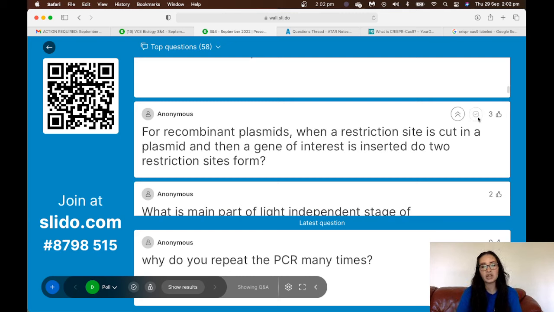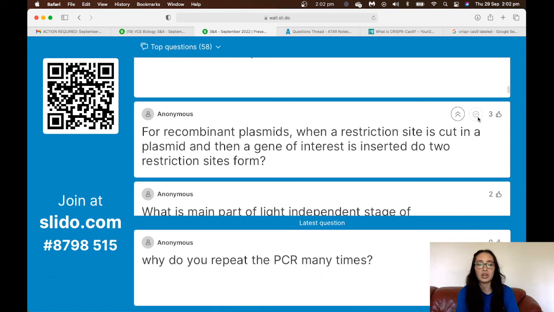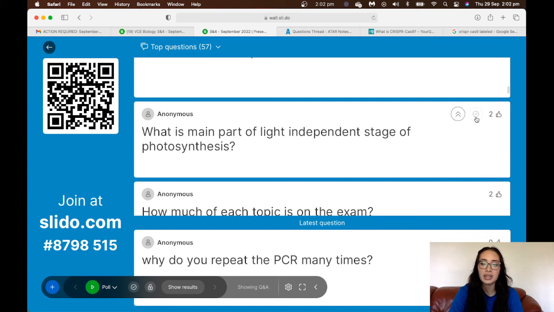For recombinant plasmids, when a restriction site is cut in a plasmid and then a gene of interest is inserted, do two restriction sites form? You've got one cut and then you insert a gene of interest. So either side of that gene of interest you've got cuts. So I guess yes, two restriction sites have been formed. You need to ligate both sites.